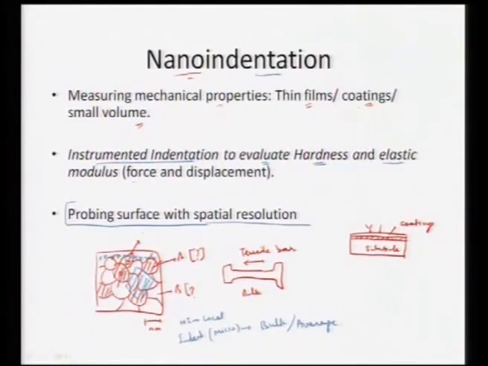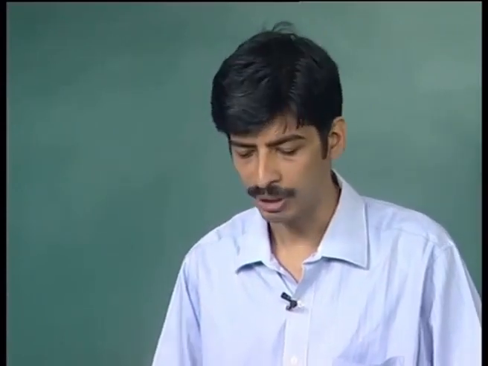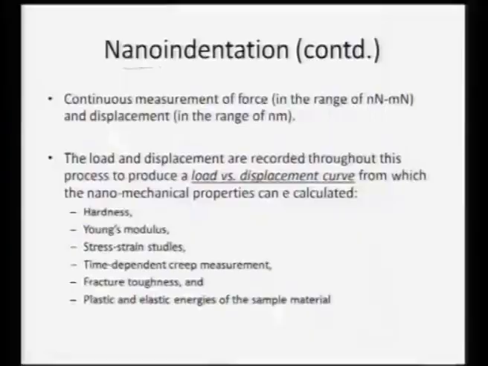So, nano indentation is a very essential tool in terms of extracting the mechanical properties of thin films or coatings or even small volumes using this technique via measurement of instrumented indentation. It means we are continuously measuring the load and the displacement, and through this we can also achieve very good spatial resolution. So, nano indentation is nothing but a continuous measurement of force which is to the order of nanonewtons to millinewtons.